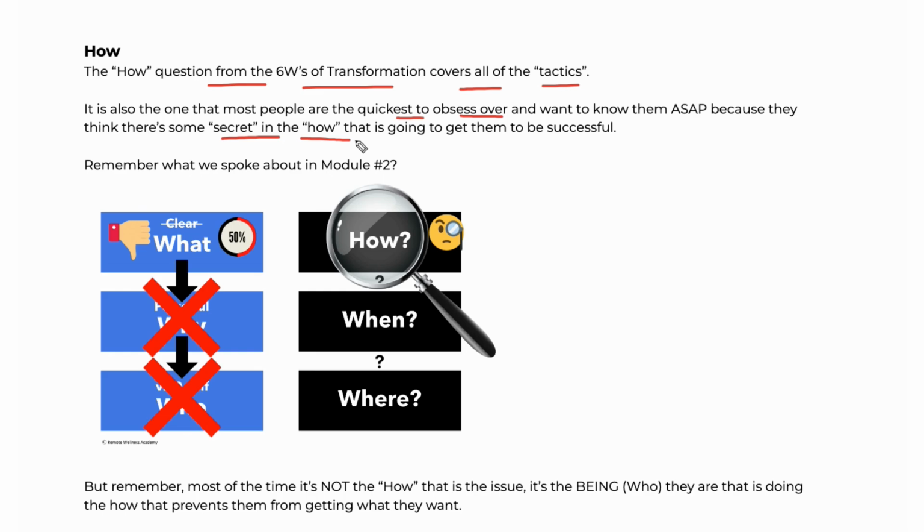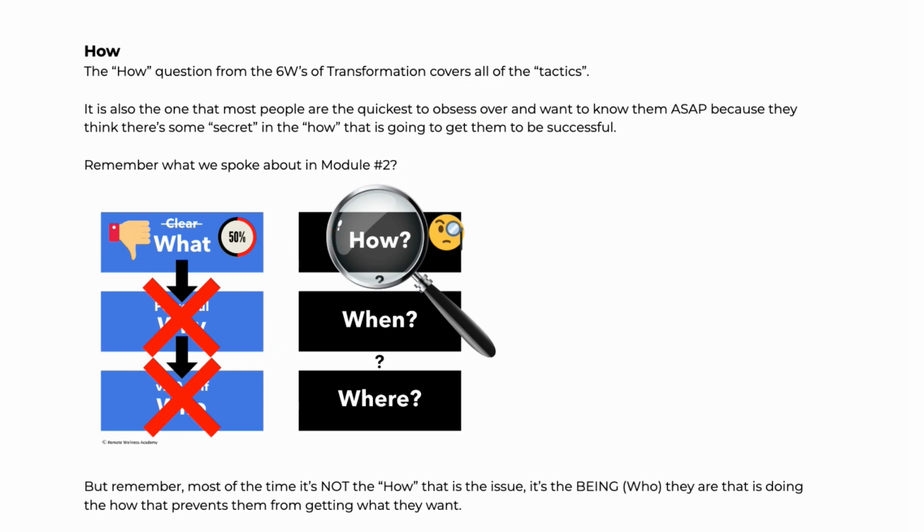And so if you remember what we spoke about inside of module number 2, we spoke about the number 1 deadly pitfall mistake that so many beginners in any area of life make, which is that they have like 50% clarity around what they want. They don't even know why they want it. They don't even know who they need to become in order to have the what. And they just immediately start to obsess over the how, right? And we spoke about all of the pitfalls and why that is an absolute disaster inside of module number 2, right?